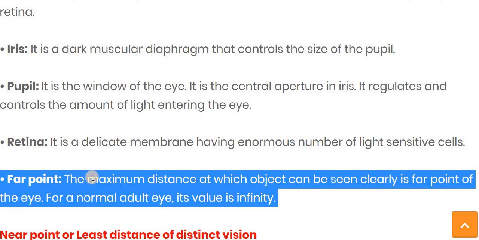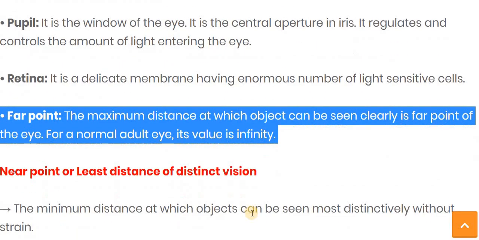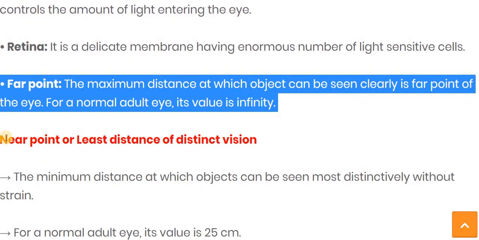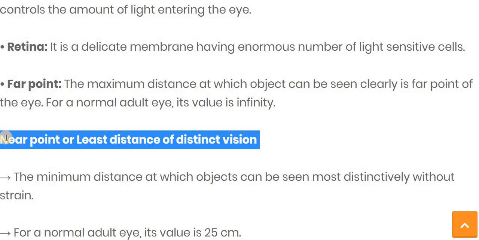So far point, the maximum distance at which an object can be seen clearly, that is what we consider as the far point. And for a normal adult eye, the value of this far point is infinity. Then the near point, it is the opposite of the far point.